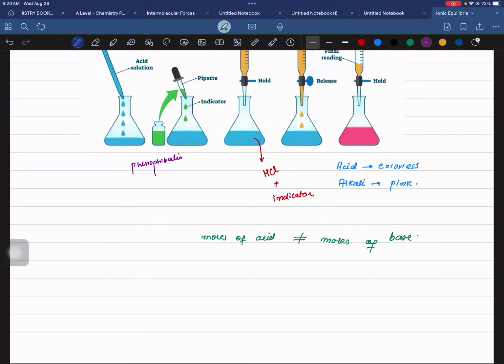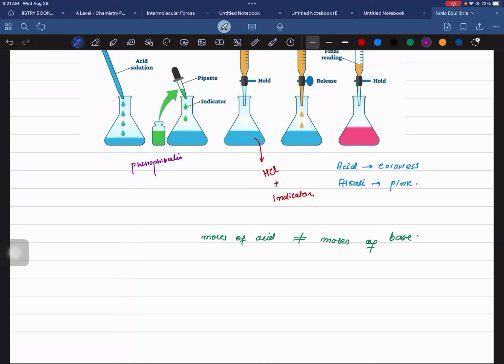And then also, I want to have the exact point. I need to know the volume at which there is 100% neutralization. I don't want to have more sodium hydroxide. So what am I supposed to do? I'm supposed to use pH titration.